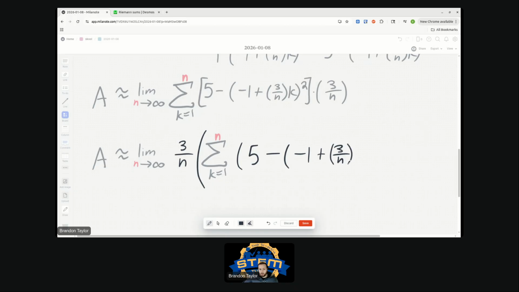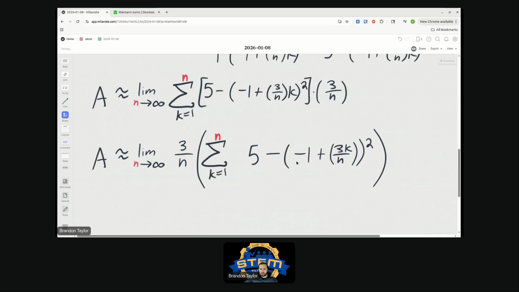And then I'm going to tweak this. I'll say 3k over n, just a slight change, and then that whole thing squared, like that. So that's one thing you can do right off the bat. You can factor the delta x out of the summation, not out of the limit.